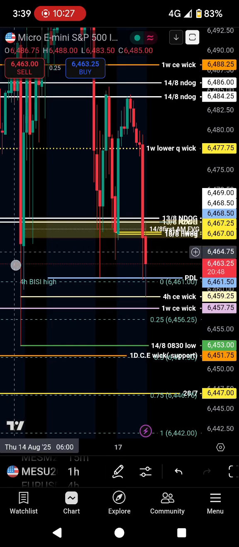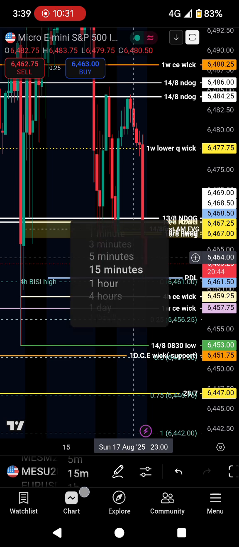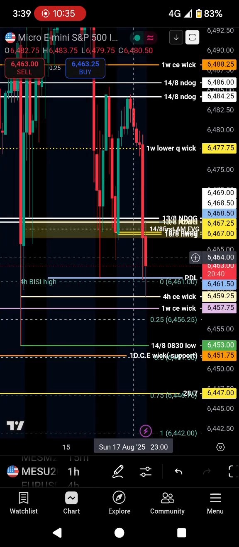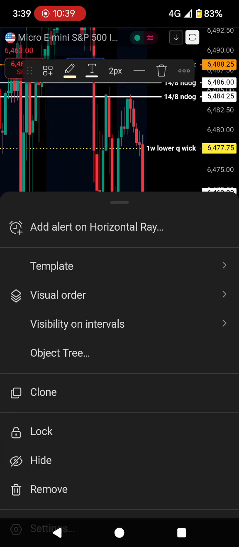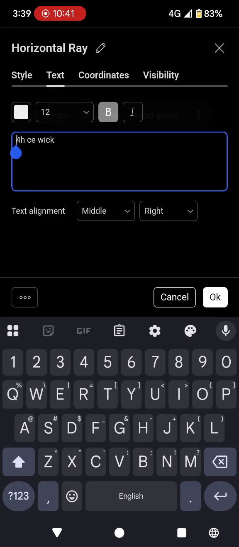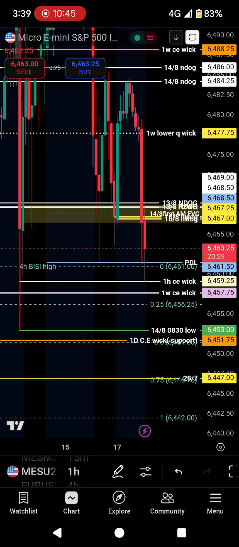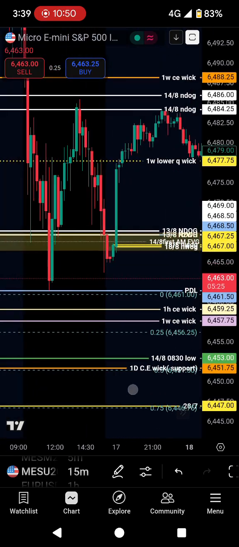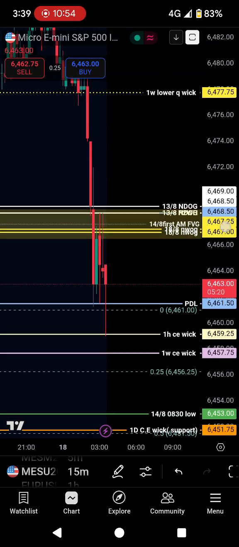Okay, so you can see we came down to the 4 hour C week support here. Like we see some rejection. Sorry, it's not the 4 hour, it's the 1 hour. Okay, 1 hour C week have rejection, cleared sell side.